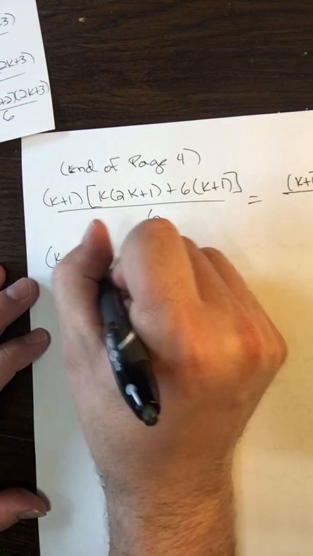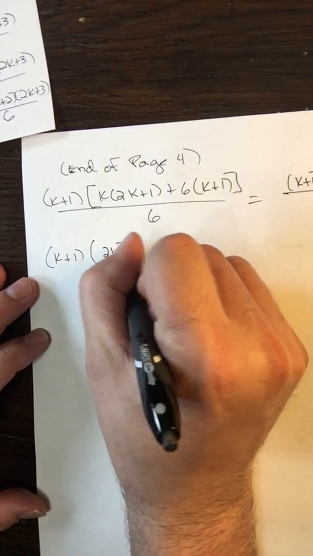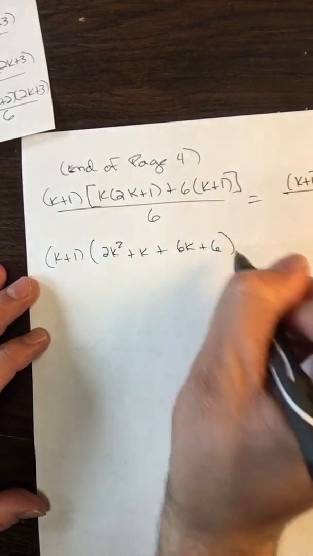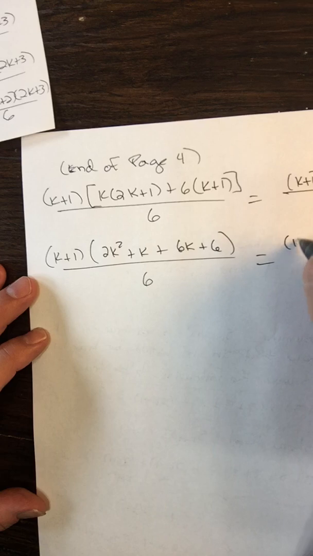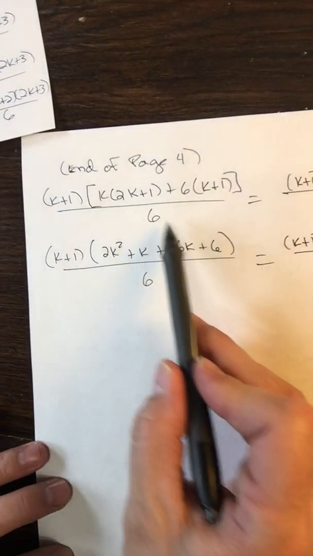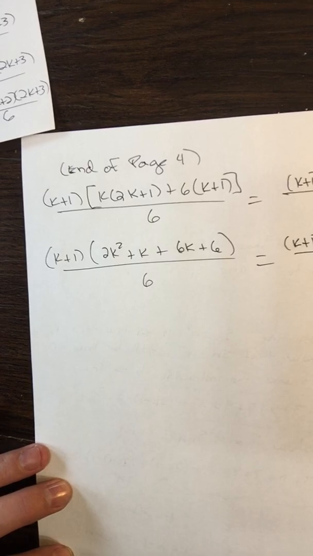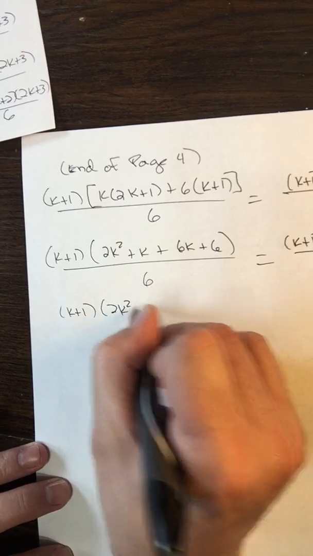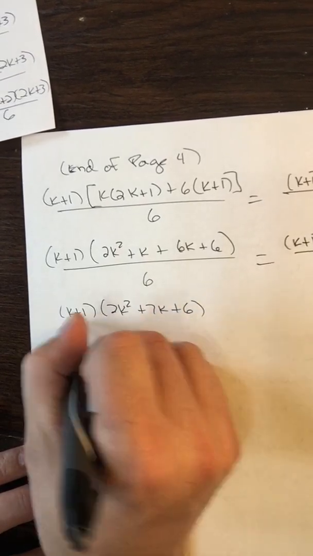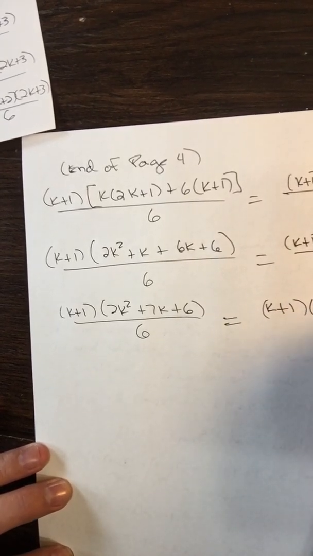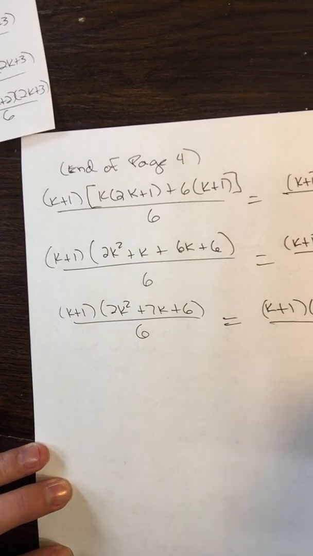So I'm going to go k plus 1, and I'm going to multiply all this stuff out. I have 2k squared, k times 2k, and then plus k, plus 6k, plus 6. All of that over 6 is equal to k plus 1. This is one of the longer proofs that we're probably going to do. So I picked a real winner to work on today. By the way, we could get rid of the 6's. We could multiply by 6. We just need these sides to be equal. So this would be k plus 1 times 2k squared plus 7k plus 6 over 6 is equal to k plus 1 times k plus 2 times 2k plus 3, and it's all over 6.